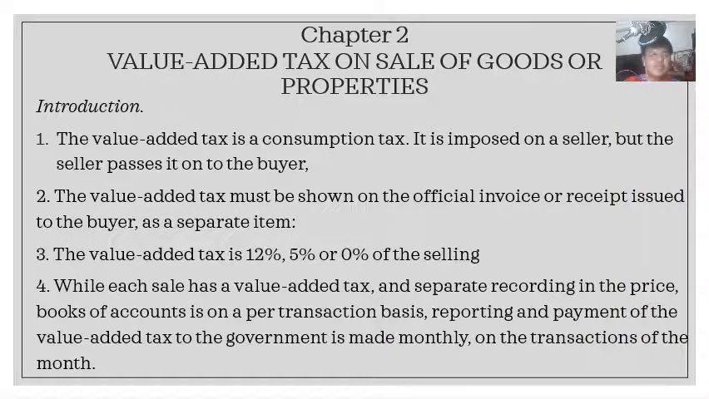So what is value added tax? Value added tax is a consumption tax, kasi it is imposed on acquisition of goods or services. Value added tax is imposed on the seller. But since value added tax is a business tax, the seller passes the said tax to the buyer.